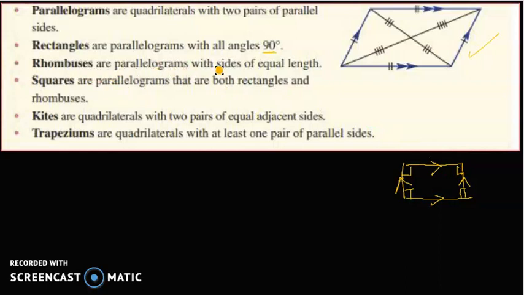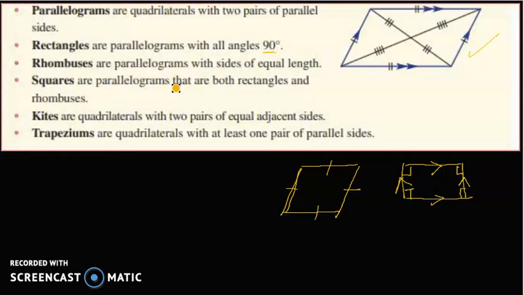Rhombuses are parallelograms with sides of equal length. It looks something like this. All the sides will be equal in length, but the pair of opposite sides will be parallel to each other.